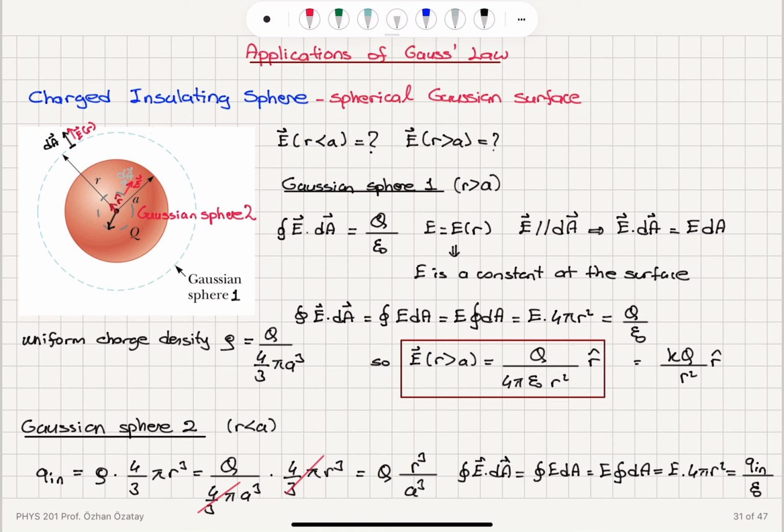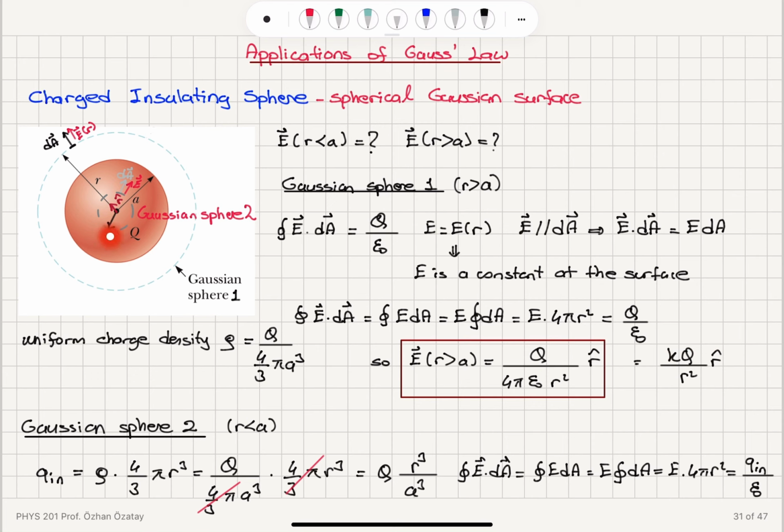For the left hand side, we have the electric field parallel to the dA vector. E dot dA is E dA, and E is only a function of r, so it is constant at the surface and comes out of the integral. So this is E times 4 pi r squared equal to Q over epsilon 0. Writing Gauss's law here, we have Q over 4 pi epsilon 0 r squared r hat, or k Q over r squared r hat, for r greater than a as our answer.